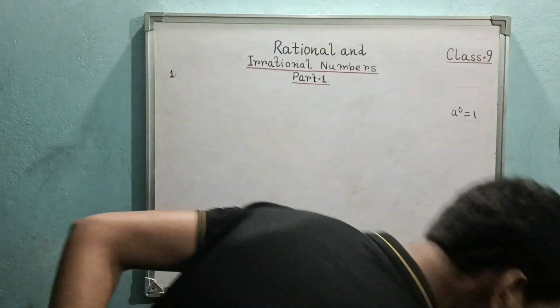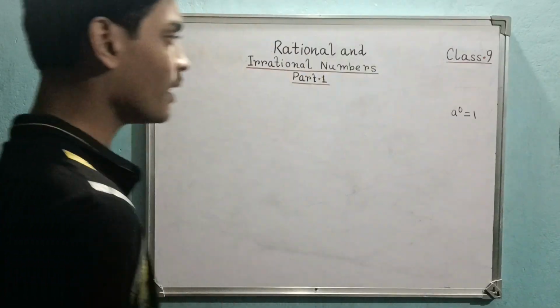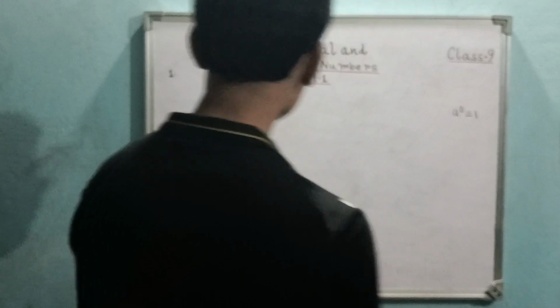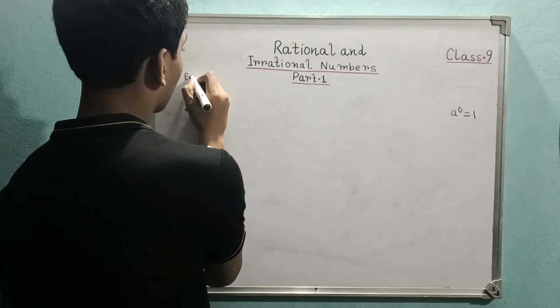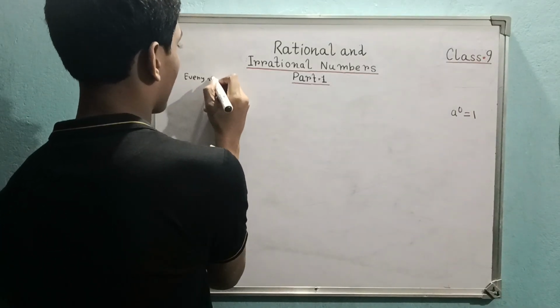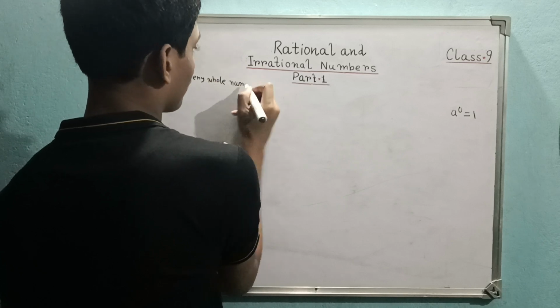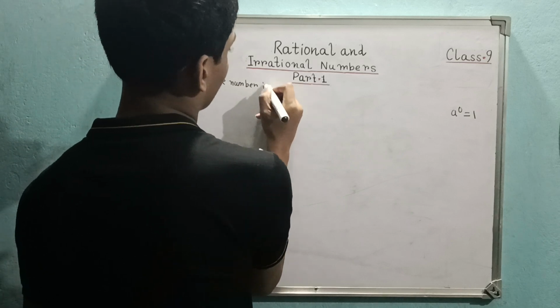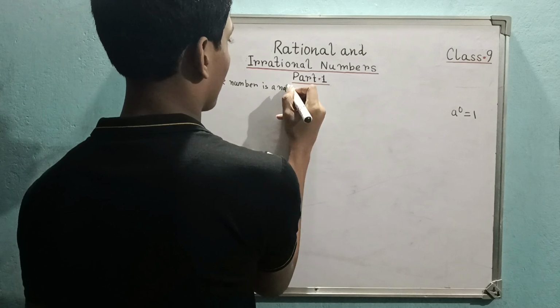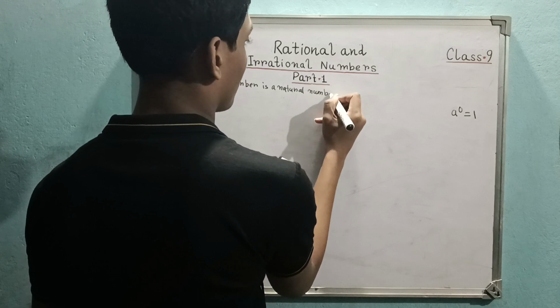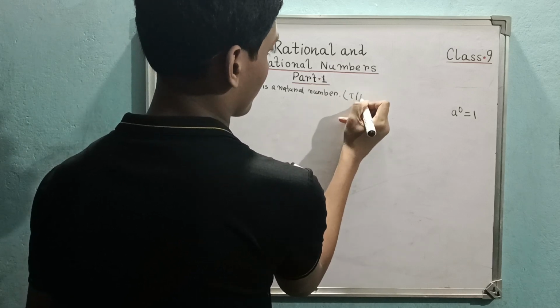Question 1. We have to tell here if the statements are true or false. Every whole number is a natural number. Is it true or false?